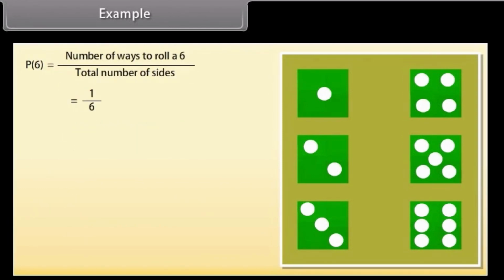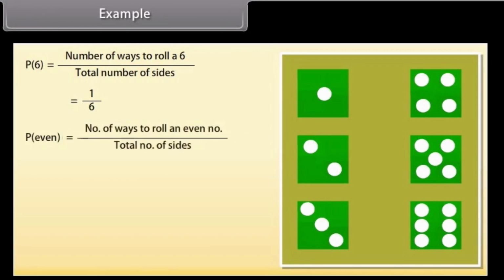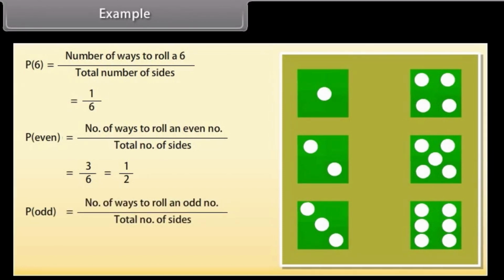Now we can see that the number of ways to roll an even number is 3. We can find the probability as P(even) is equal to number of ways to roll an even number upon total number of sides, which is equal to 3 upon 6, which is 1 upon 2. And the number of ways to roll an odd number is 3, so the probability is P(odd) is equal to number of ways to roll an odd number upon total number of sides, which is equal to 3 upon 6, which is 1 upon 2.